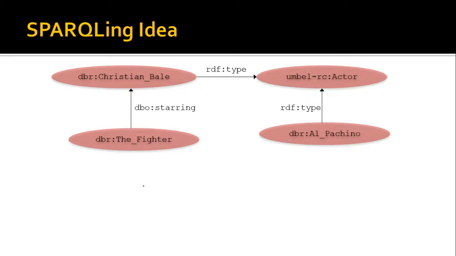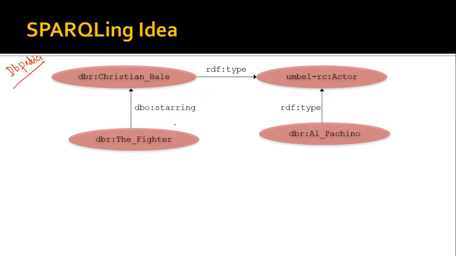So to make it more concrete, let us take a real graph from DBpedia. This is a real graph from DBpedia, and in DBpedia we have something like this. Christian Bale is an instance or RDF type of actor. Al Pacino is a type of actor, and Fighter is a movie, though we have not specifically mentioned it here, which is starring Christian Bale, right?